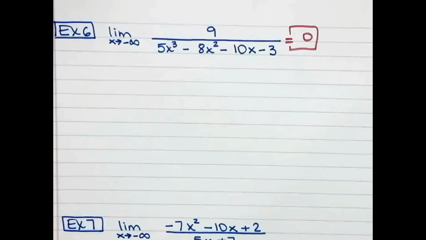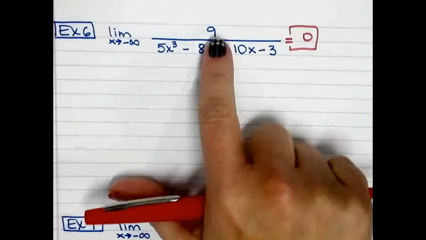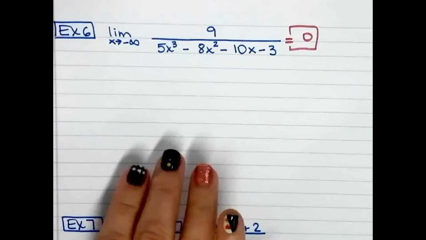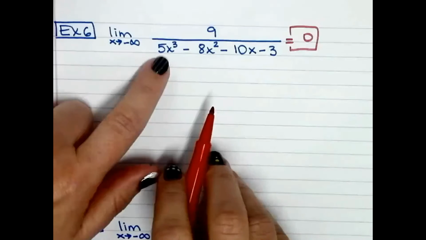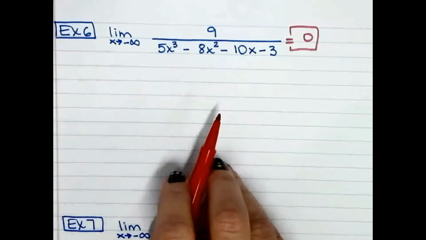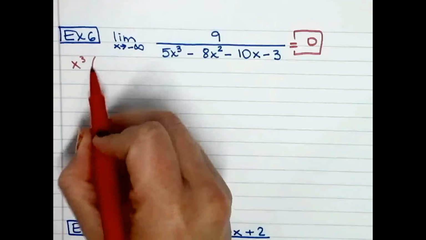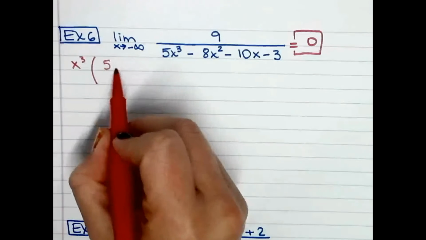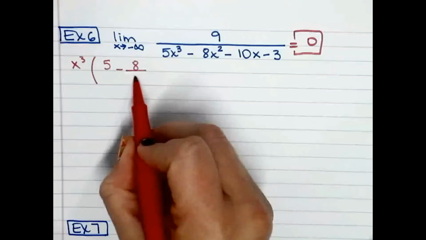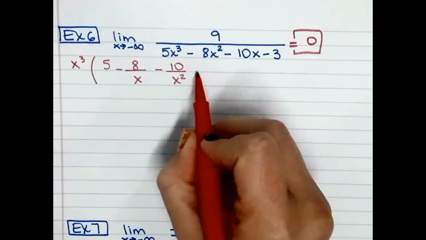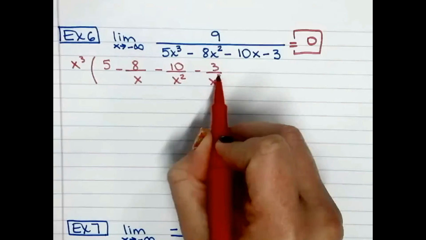Well, here we go. If I have any degree, any x, any variables on top, I would have to factor out the x, but I don't. So I will leave the numerator alone for now. I will factor out x cubed from the denominator. So I'm going to do that right there. So factor out x cubed. I have 5 minus 8 over x minus 10 over x squared, and then 3 over x cubed.